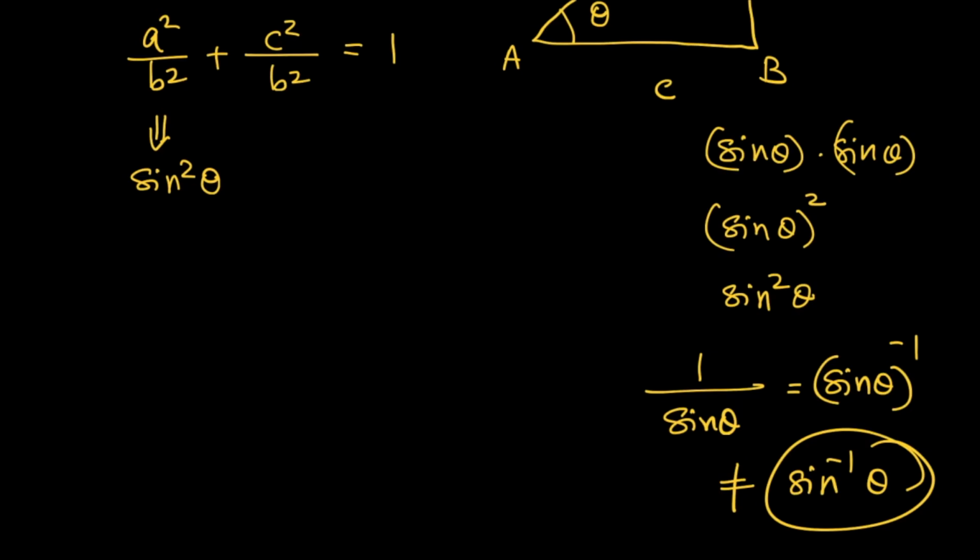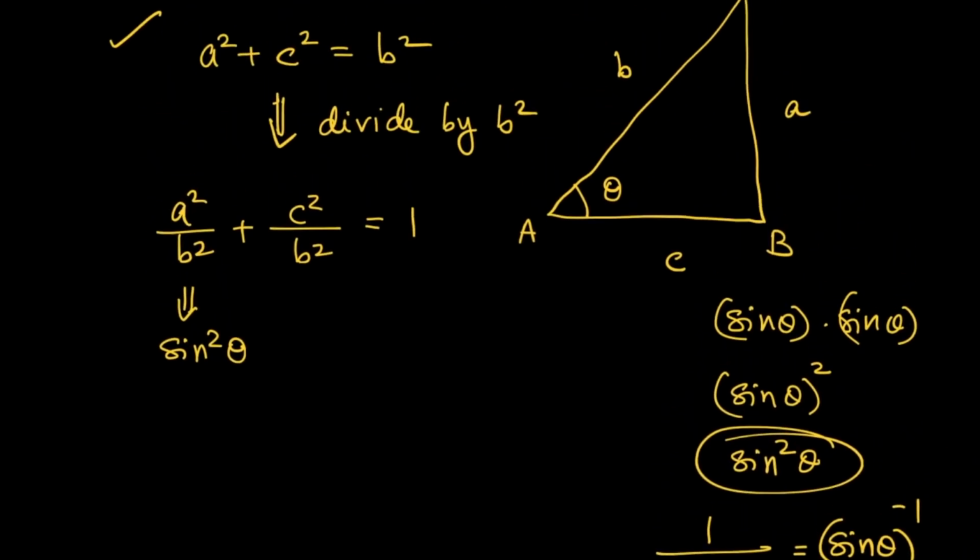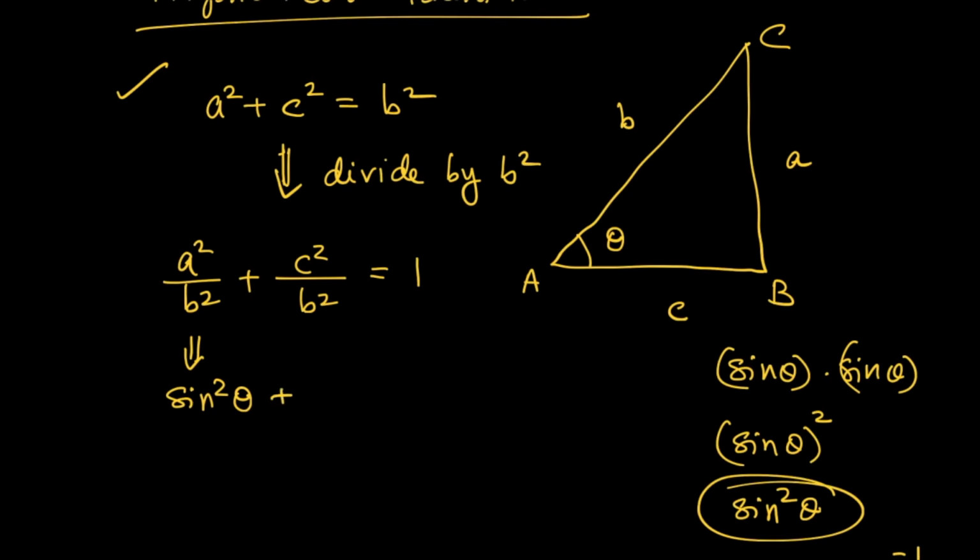So this is a different notation, but for say sine theta whole squared, we are going to use this notation. When I write sine power 2 theta, it simply means sine theta the whole squared. And similarly, the next expression is going to be c by b whole squared. You see that as far as this angle theta is concerned, c by b is nothing but the ratio of the adjacent side to the hypotenuse. So that is going to be cos theta squared equal to 1.